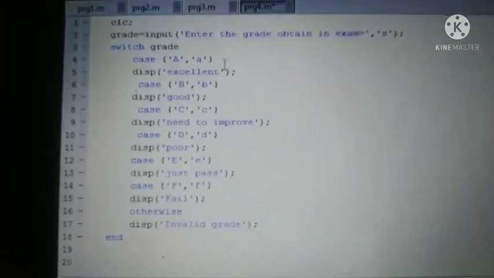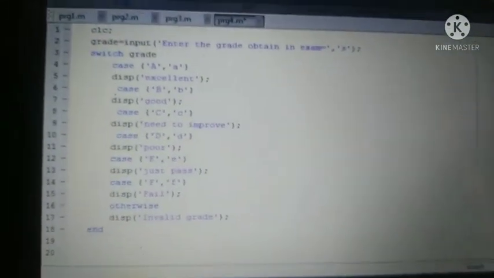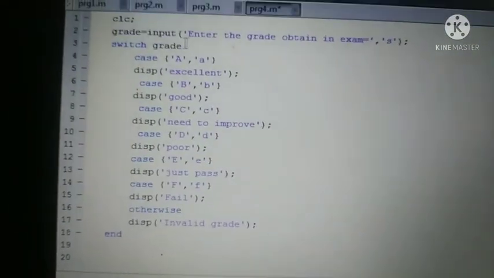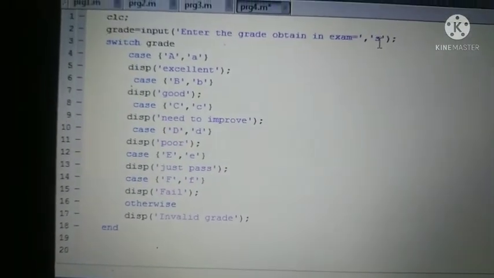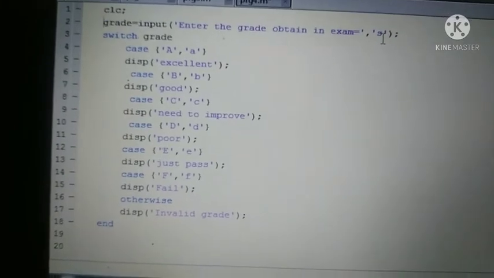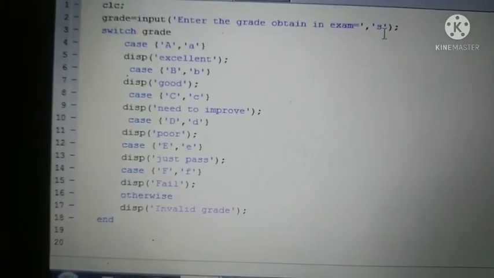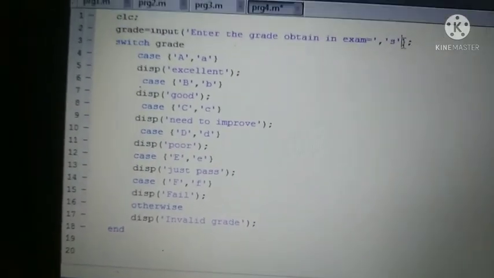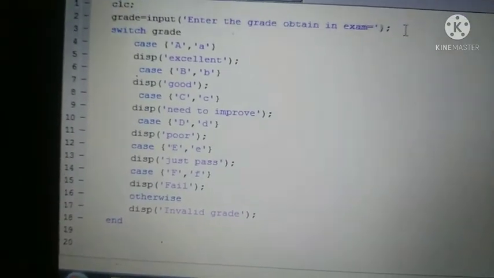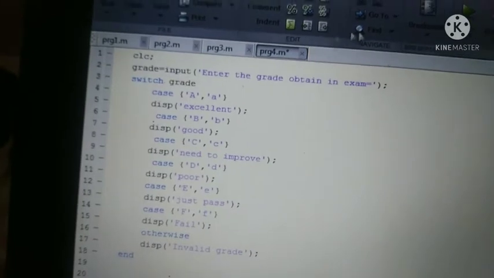Okay, so here one thing you may observe. I have given the value here, input enter the grade obtained in exam, comma %s. Here %s indicates the string. Otherwise, if without %s I run the program, what happens, it will show invalid or it will not take the value at all. Okay, I will show you.